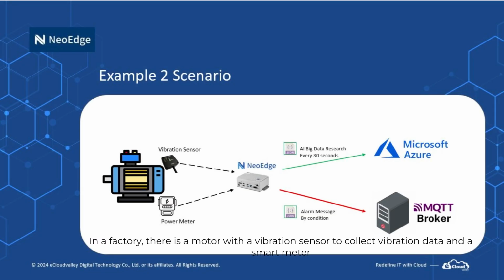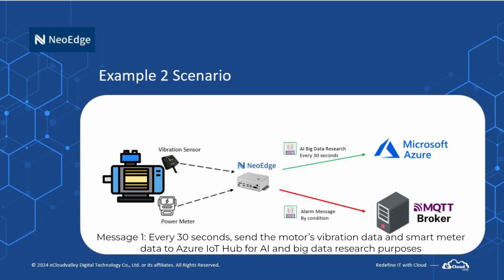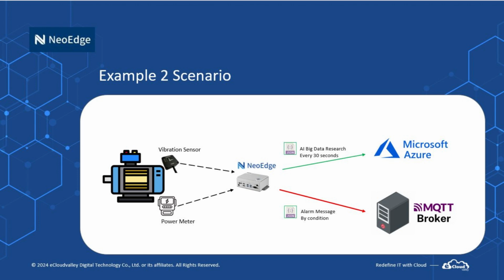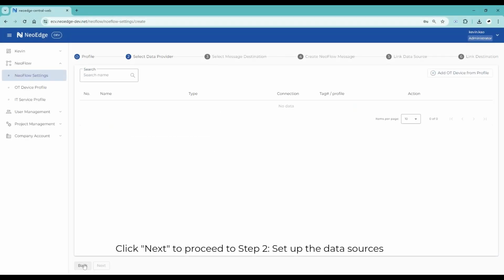Example 2. In a factory, there is a motor with a vibration sensor to collect vibration data and a smart meter. The gateway needs to send 2 independent messages, as follows. Message 1, every 30 seconds, send the motor's vibration data and smart meter data to Azure IoT Hub for AI and big data research purposes. Message 2, if 2 instances of excessive X-axis vibrations occur within 30 seconds, immediately send an alert to the IT department's MQTT broker. Click Next to proceed to Step 2, set up the data sources.